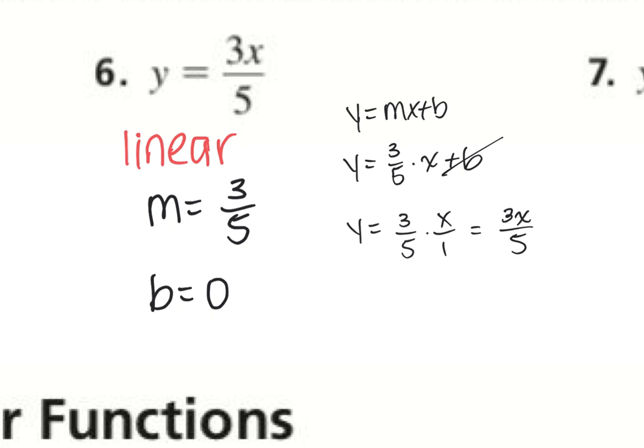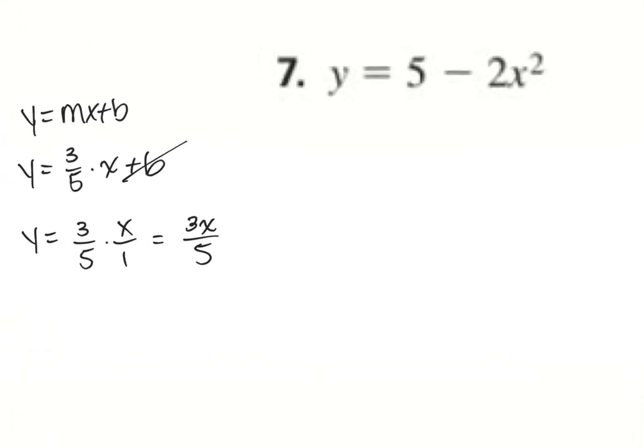Okay, number 7. y equals 5 minus 2x squared. Amina. Very good. Nonlinear. Why? So remember, if it's nonlinear, are we going to have an m and a b? No. All you have to recognize was that there's an exponent, right, Gabby? And once you recognize that there's an exponent, it is nonlinear. Cool beans?